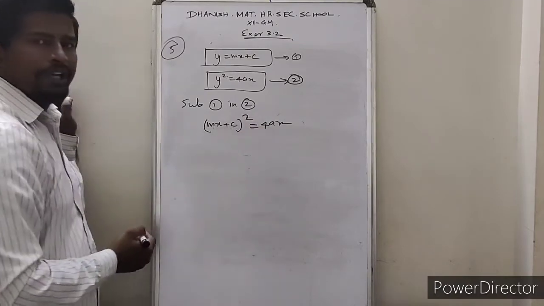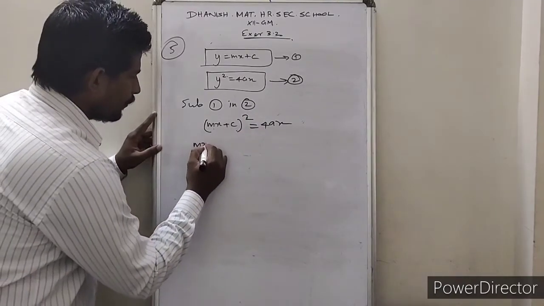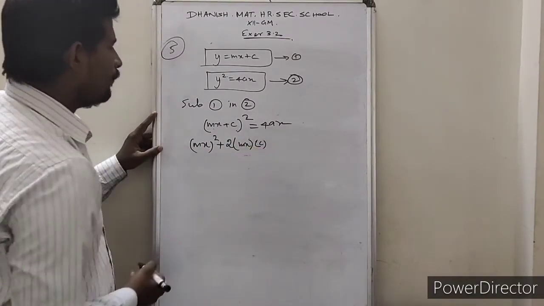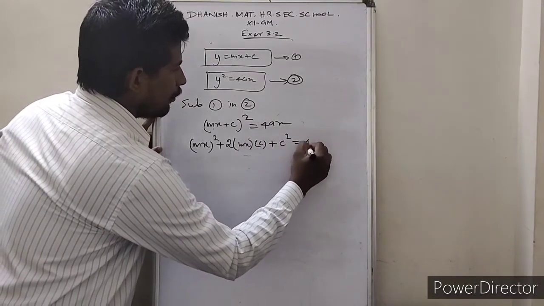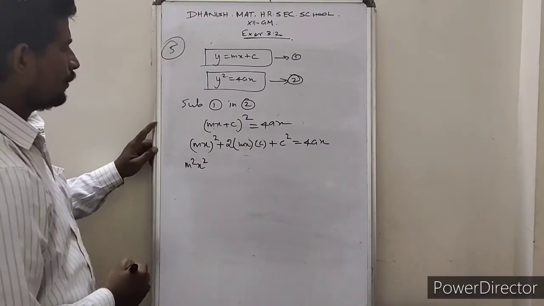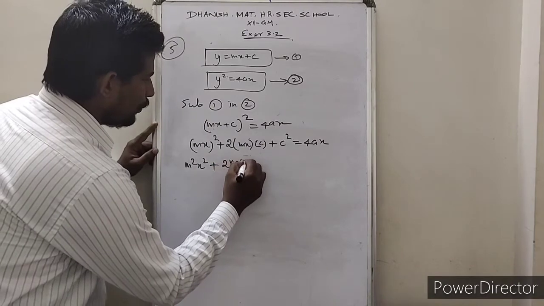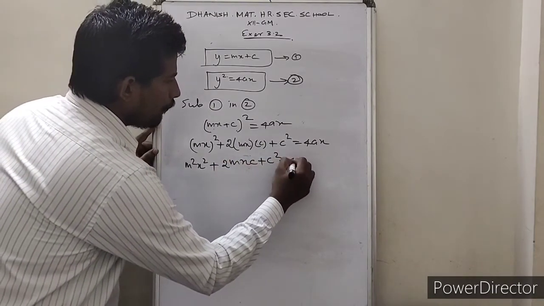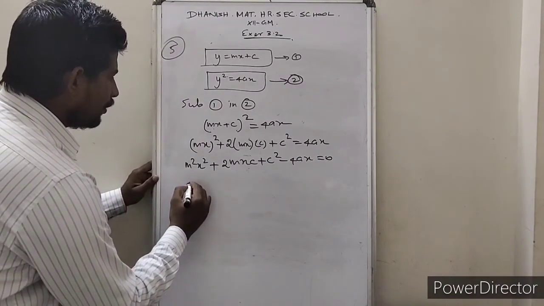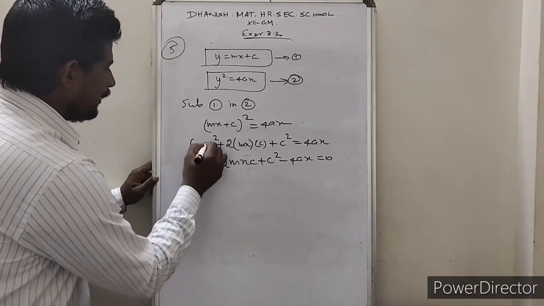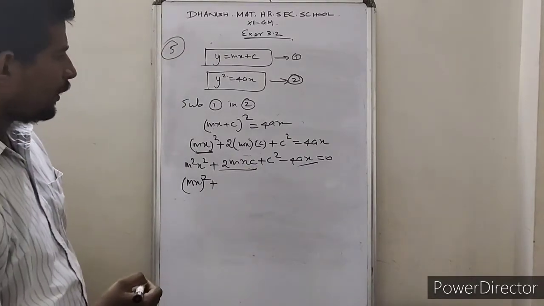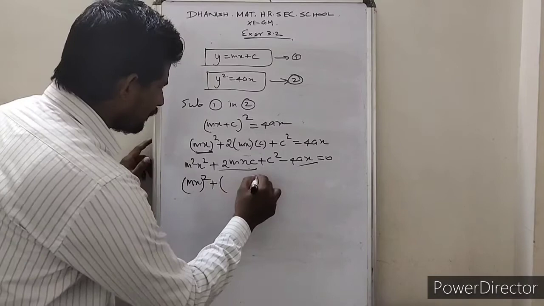This is the form of a plus b whole square form. So a square plus 2 into a into b plus b square equal to 4ax. Now a square plus 2mxc plus c square minus 4ax equal to 0. Now here we can write it as same, mx whole square plus, look at these two terms, from these two we can take x as a common.